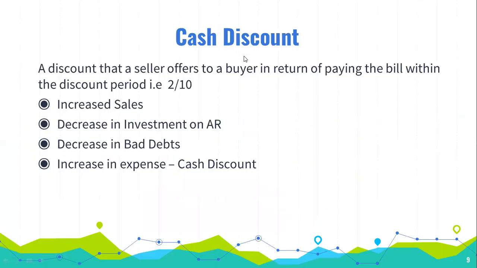What is a cash discount? It is a discount that a seller offers to a buyer in return for paying the bill within the discount period. An example of this is when the buyer can pay within 10 days, which is the discount period, then the buyer can receive a 2% cash discount. So that is how a cash discount works.